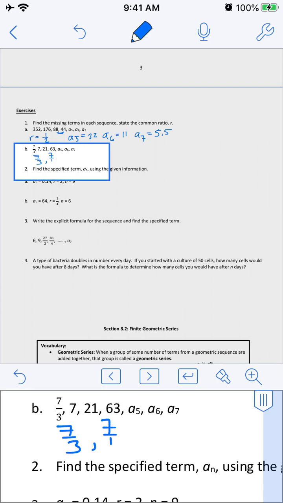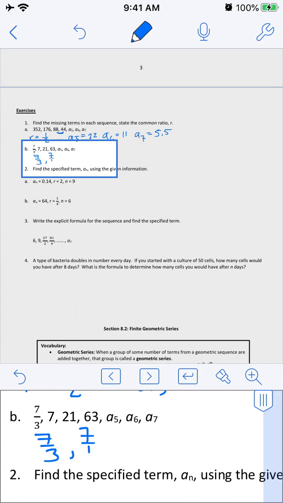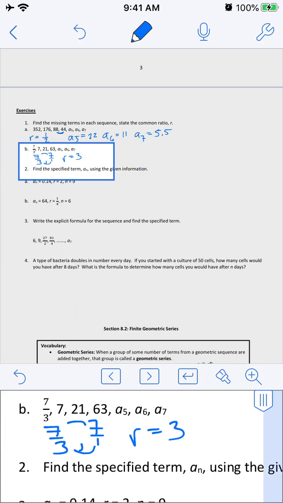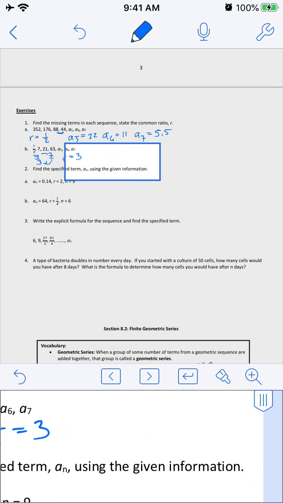Again, that may not be the easiest place to look, but if all of your terms are fractions, that may be a helpful hint. If you have fractions within a sequence a lot, you may want to look at the pieces of the fraction. Here, nothing changed, but to get from there to there, I had to times by 3. So it looks like our ratio is 3. That is confirmed by the fact that 7 to 21 is times 3, and 21 to 63 is times 3. So my ratio is definitely 3, no matter where I'm looking.